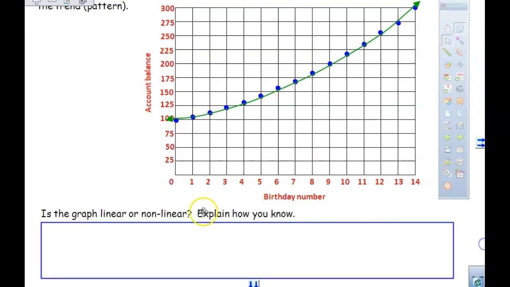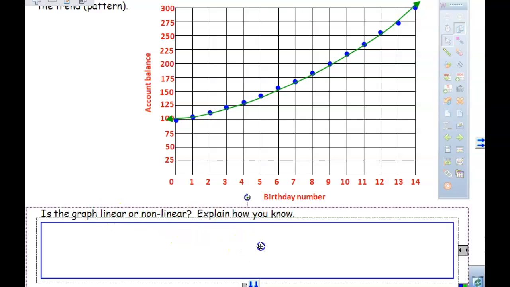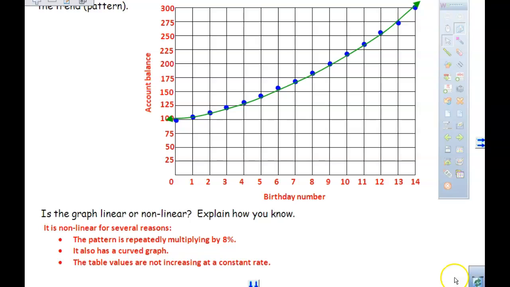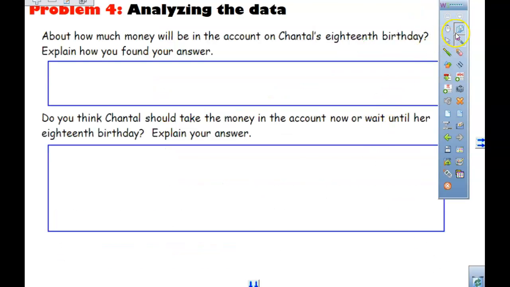As we answer the question, is the graph linear or nonlinear? If we were going to explain that, we would definitely say nonlinear. And then you want to give the reasons. The pattern is repeatedly multiplied by 8%. It's a curve graph. The table does not increase by a constant rate. So when you look at the test this next week that we're going to take, you're going to be asked to give reasons for something being linear or nonlinear. 2 or 3 reasons is an awesome amount of reasons instead of just it is not a curve or it is a curve.